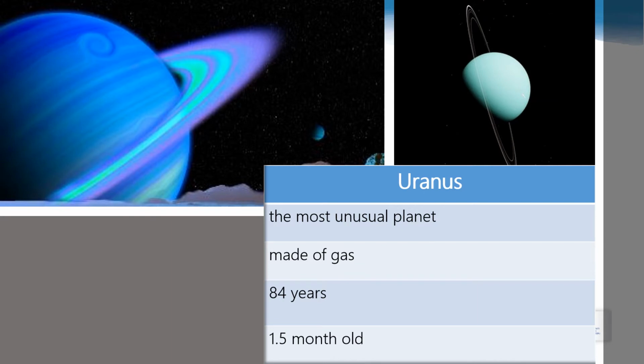This blue planet also has rings. It's called Uranus, and it's the most unusual planet in our solar system. Not because it's made of gas, but because it doesn't spin from right to left like other planets, but from top to bottom. It takes 84 years for Uranus to make one circle around the Sun. And if you lived on Uranus, you would be 1.5-month-old baby.